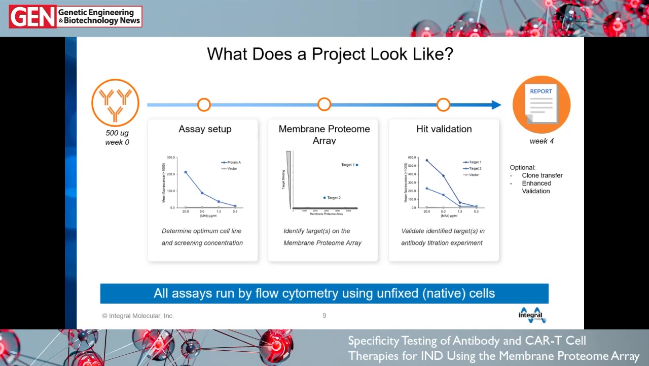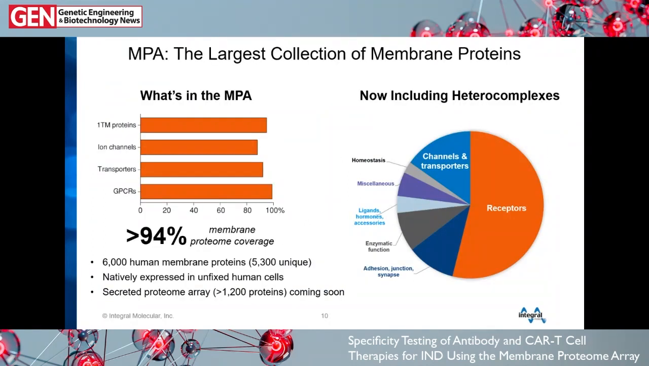The MPA is the largest and most comprehensive collection of membrane proteins. The 6,000 proteins cover over 94% of the human membrane proteome and include a diversity of proteins. Our library also includes over 200 heterocomplexes, such as alpha-beta integrins or TCR complexes. And we are also in the final stages of developing a secreted proteome array, and we do expect this to be available to our customers soon.